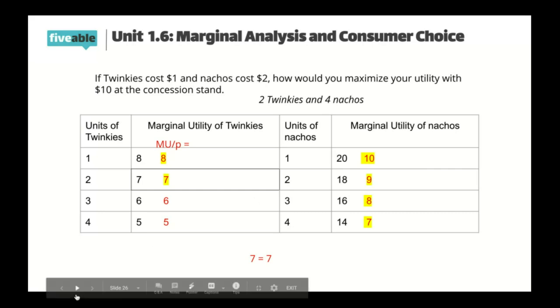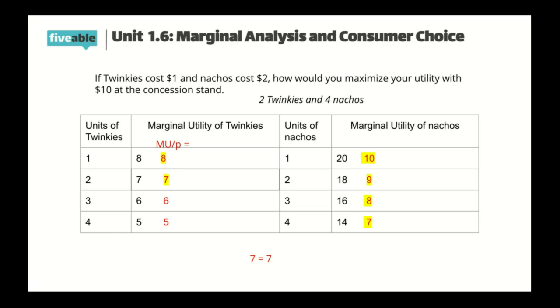So ignore the yellow. Let's pretend. Ignore the yellow, and which one would you rather have? Well, if I'm comparing marginal utility per dollar, I definitely want that 10. I definitely want 10 utils. So I'm going to get that first nacho. I've got $10, I'm going to use it. I'm going to get that first nacho. There goes 2 of my dollars.